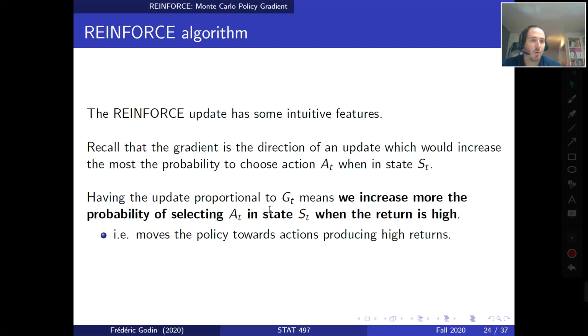Okay, so just one quick remark here: because the probabilities of the various actions in a given state S must sum to 1, when we increase the probability of some action, the probability of at least some other actions must decrease so that they still sum to 1. Okay, so proportionality to GT, I think it's pretty clear why this appears in the previous algorithm. It's because we want to increase more the probabilities associated with actions which lead to a higher return.